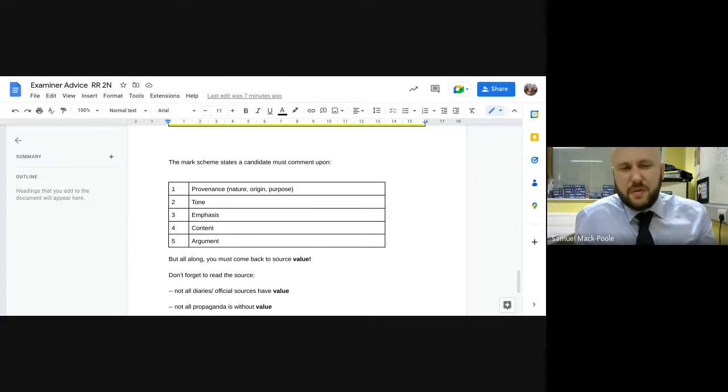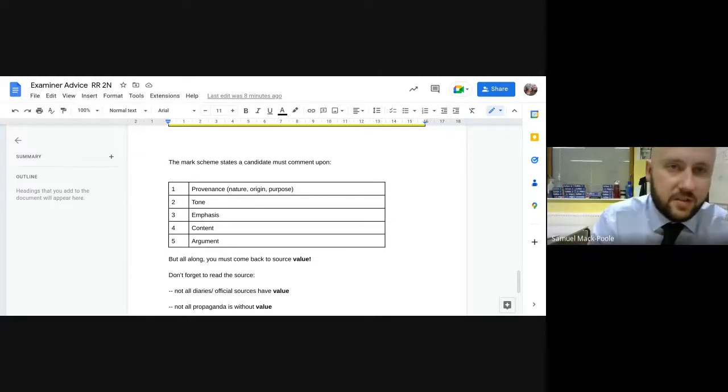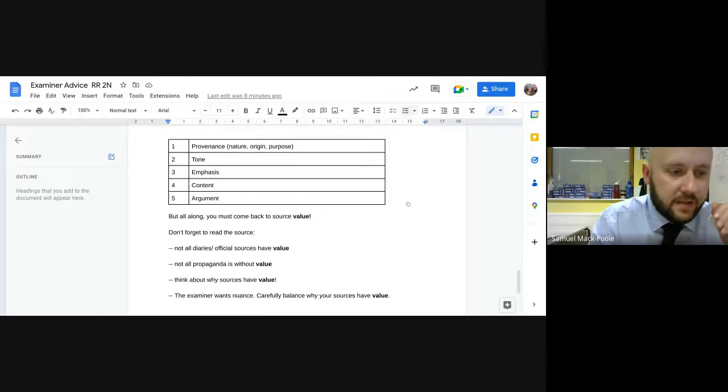Okay, is it a tone of propaganda, anger, sadness, desperation? What's the tone? Why is that useful? How does it help you understand that time period more? What's the emphasis of the source? What's the content? What's actually been written? And what arguments are being made? Okay, but all along, always come back to source value. Okay, always come back to source value.